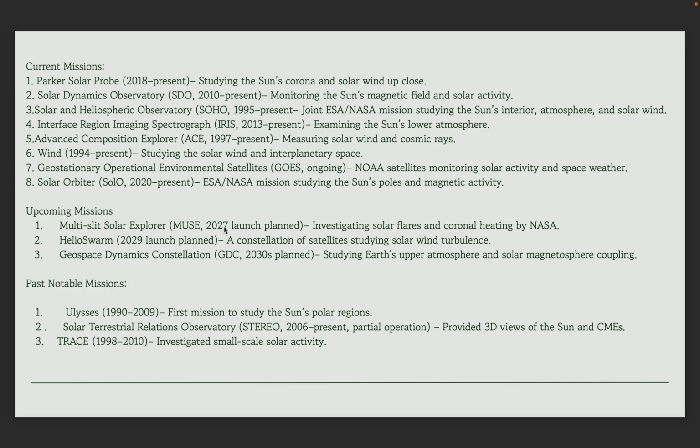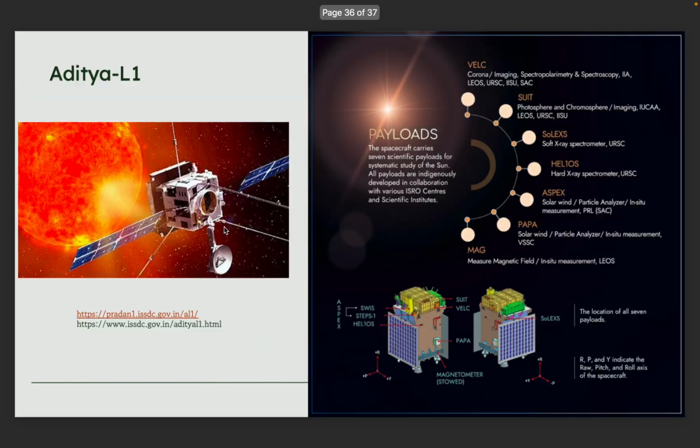There are other notable past missions which generated a wealth of data from the sun. That is the Ulysses mission. It was a mission to study the sun's polar region. Solar Terrestrial Relations Observatory provided the 3D view of the sun and the CMEs. And another mission is the TRACE mission, which investigated solar activity on a very small field of view.